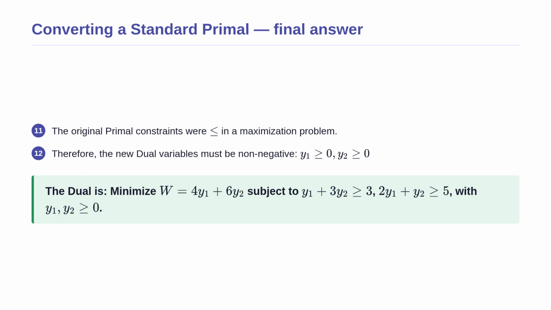The final dual problem is to minimize W equals 4y1 plus 6y2 subject to our two new constraints, with both variables being non-negative. Physically, this mirror image contains the exact same fundamental information as the original problem, just viewed from the perspective of resource valuation rather than profit generation.